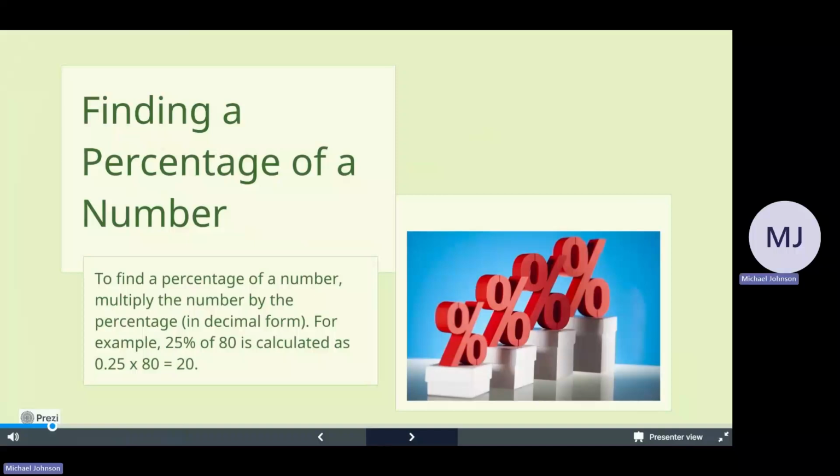Multiply the number by the percentage in decimal form. For example, 25% of 80 is calculated as 0.25 times 80 equals 20.